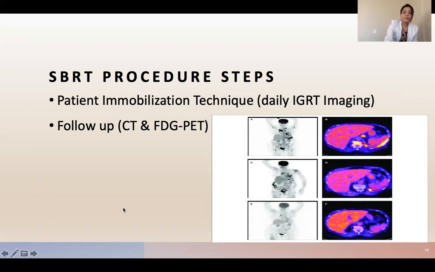For the follow-up, they use CT and FDG PET together to get the best follow-up studies done and to get the best follow-up images. So here I have A, C, and E CT images. B, D, and F are PET scan images using contrast agent. The contrast agent that they have used is FDG. It stands for fluorodeoxyglucose.